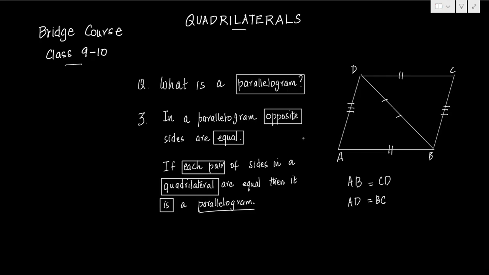So the converse of that is also true. So a parallelogram is a quadrilateral. So if you find a quadrilateral in which each pair of opposite sides are equal, then it is a parallelogram.